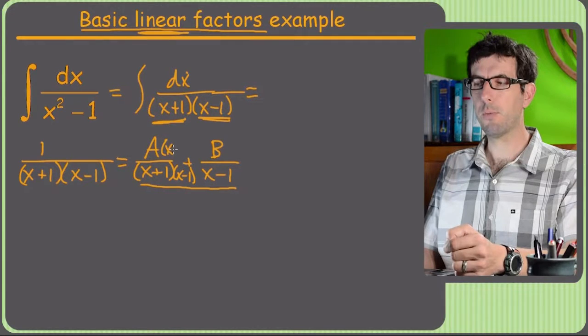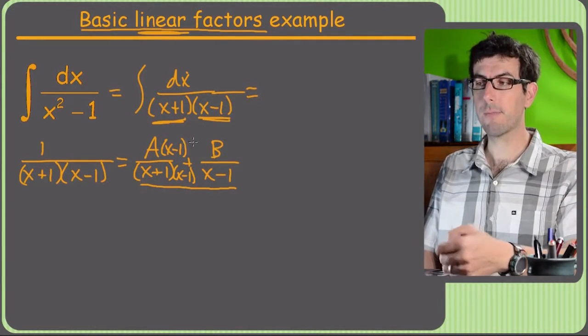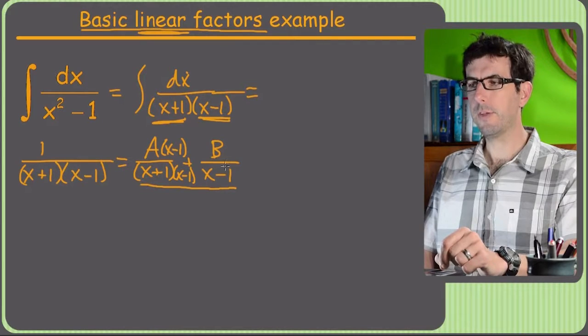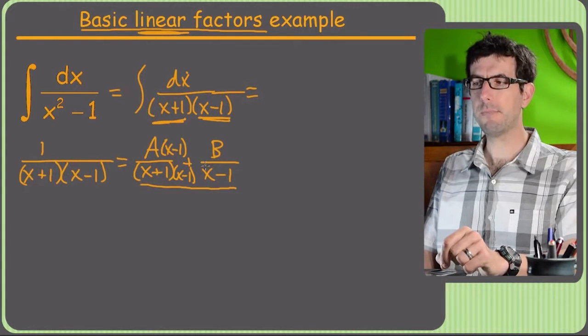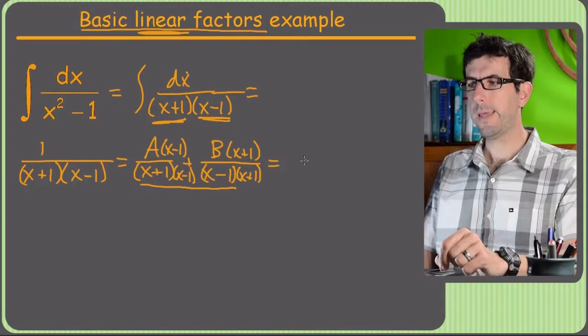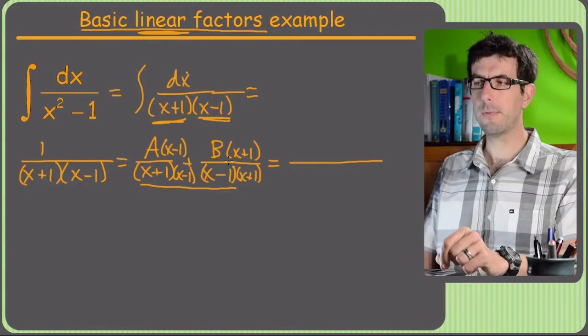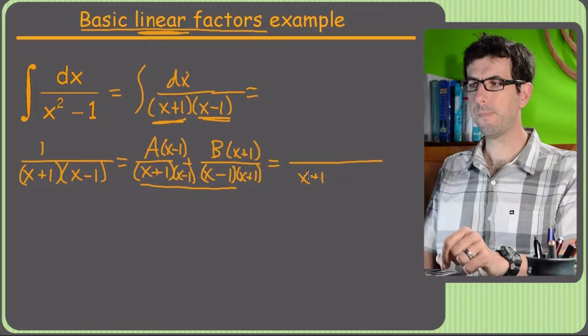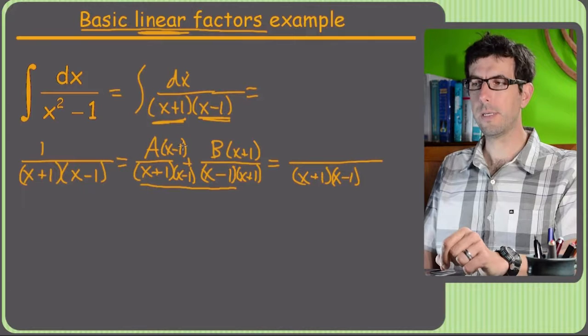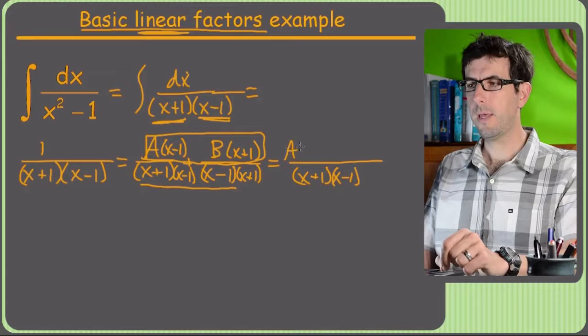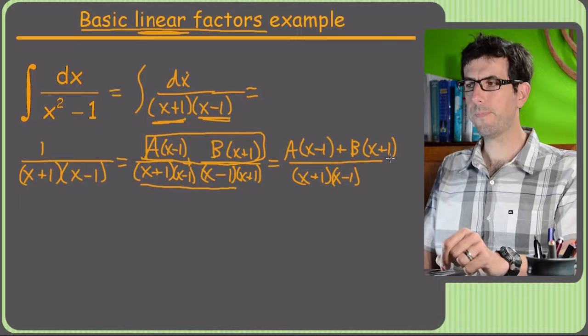of course that means I have to multiply top and bottom by the same thing, otherwise I'm violating some rules of algebra. And then this B term, it's got an x minus 1, but it's missing an x plus 1. So I can multiply top and bottom of it by its missing factor, which is that. So at this point, now both A and B terms are over x plus 1 times x minus 1, and the numerator is just going to be all this stuff combined. So A times x minus 1 plus B times x plus 1.